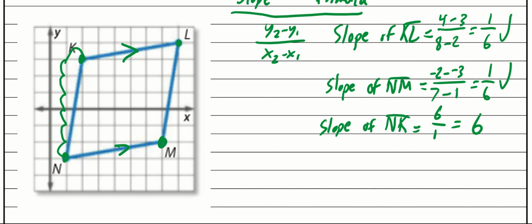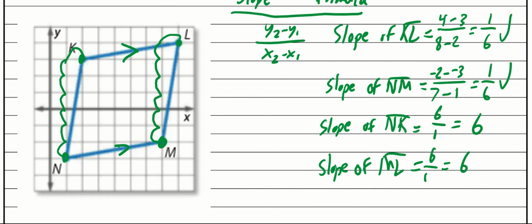Now all I need to do is check and see if ML is the same way, and if it is, then I can say that this is a parallelogram. So again, my slope, rise over run, so go up 1, 2, 3, 4, 5, 6, and then over 1. So the slope of ML is going to be the same thing. I have 6 over 1, which is just 6. So those do check out as well. Those are both the same, which means those two lines are also parallel.